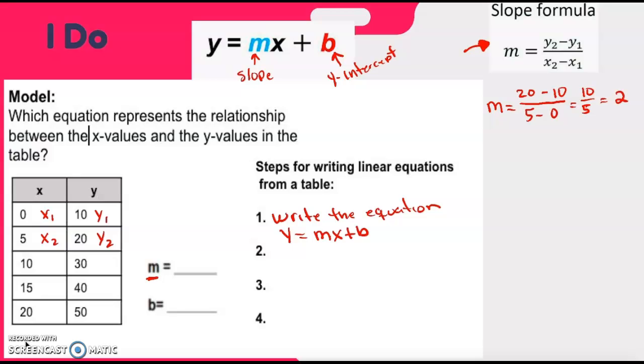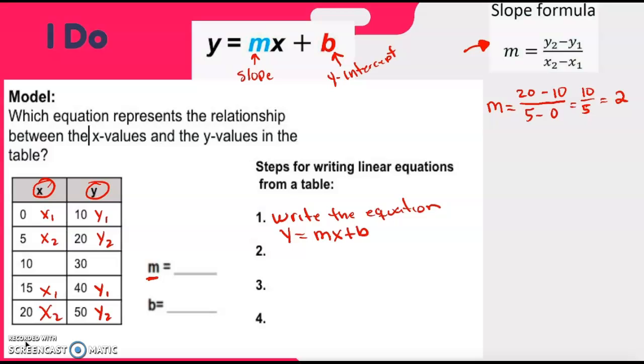Now, I could have picked any one of those numbers on the table as long as I keep them in order. For example, I could have made this one y1, and then the one right below would be y2. Then this one would be x1 and x2. So it really doesn't matter which ones you select as long as you keep them in order, like 1, 2, 1, 2, and keep your x's in the x column and y's in your y column.